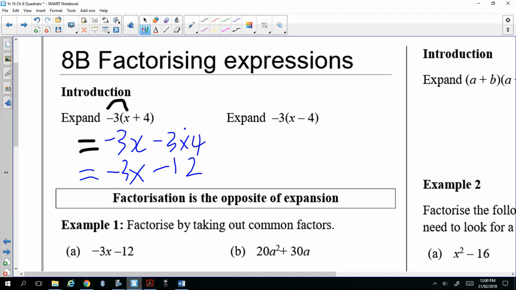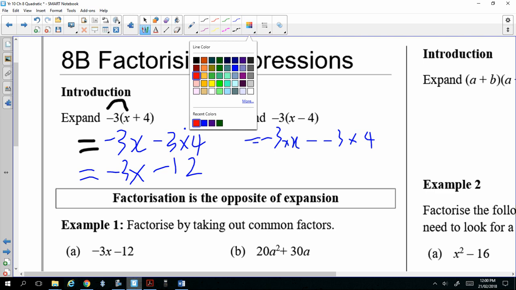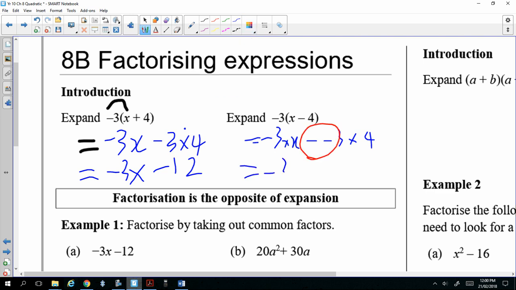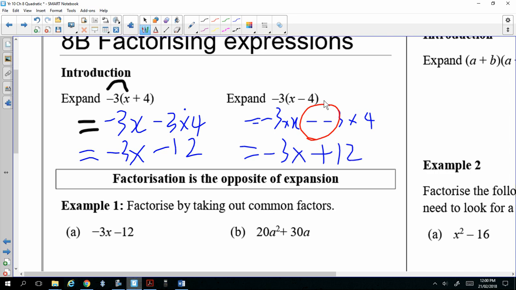And the same thing for the other one. You do -3 times x minus -3 times 4. Notice that there's a double negative, which becomes a positive. So you will get -3x plus 12. So this process is called expanding. Today we're going to do the opposite, going backwards, called factorizing.